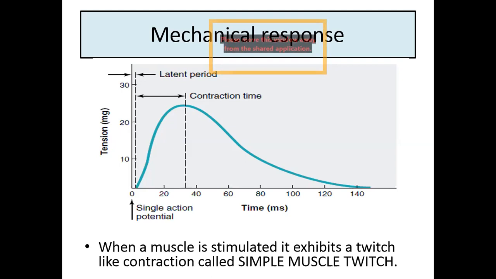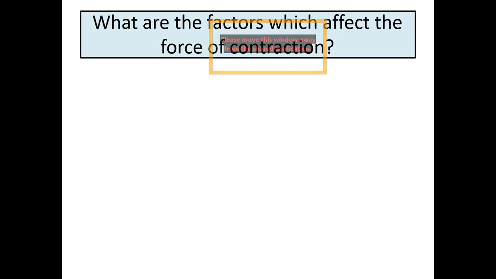And you must apply a threshold stimulus, otherwise you won't get an action potential, and if there is no action potential, there won't be a mechanical response. So that is about the simple muscle curve, which has an x-axis and a y-axis. Any questions on that?